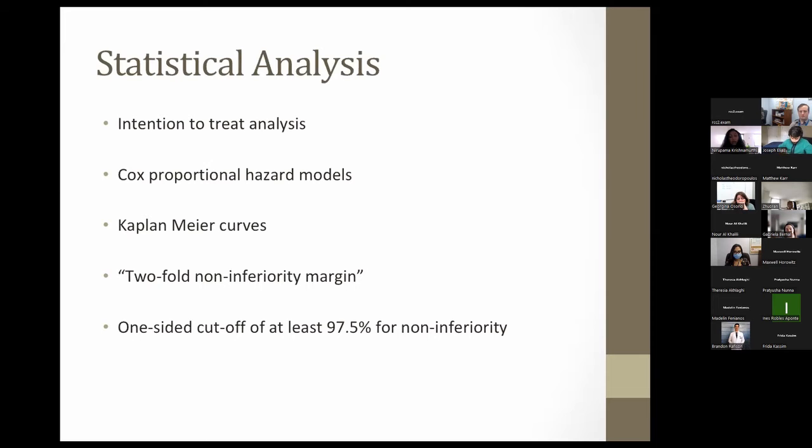So like I said, the non-inferiority margin is the key aspect, right? The authors mentioned that they used a twofold non-inferiority margin. And unfortunately, there was really no other explanation of how they came to this decision to use a twofold non-inferiority margin. What does a twofold non-inferiority margin mean?